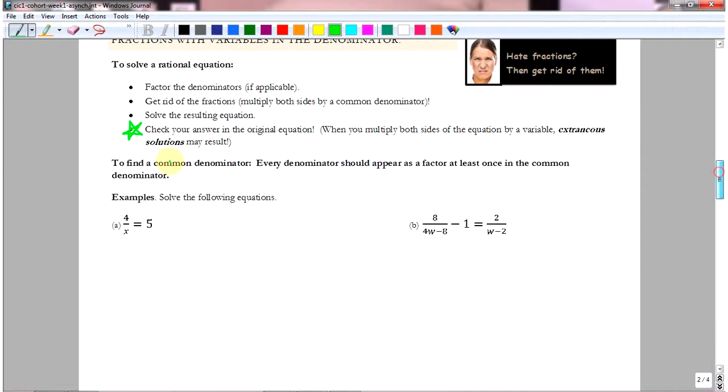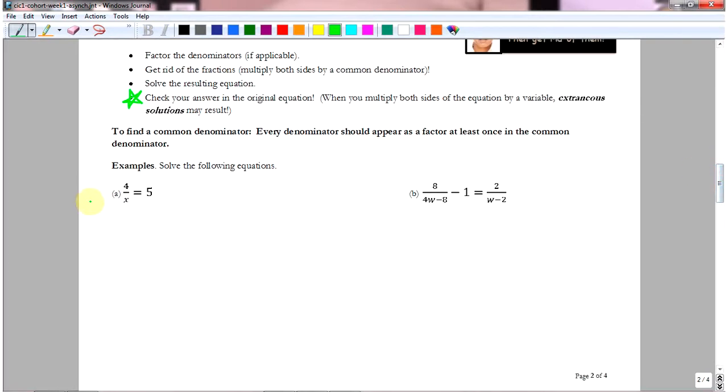Okay, so my little hint here, to find a common denominator, every denominator should appear as a factor at least once in the common denominator. Okay, so we're going to keep that rule of thumb in mind. So the first example, we want to solve this rational equation. Well, we only have one denominator, and that's x, so that makes our work easy. So I need to multiply both sides of my equation by x.